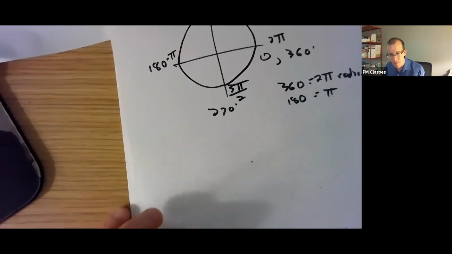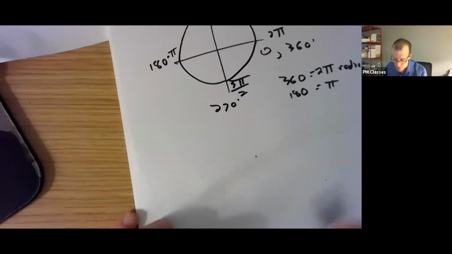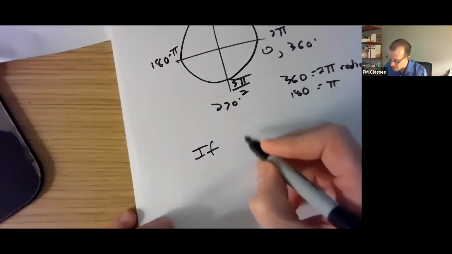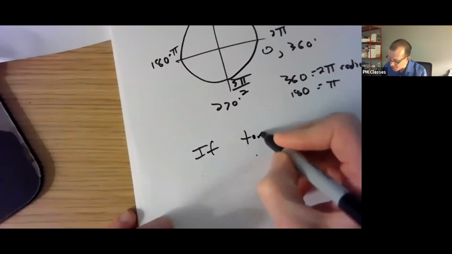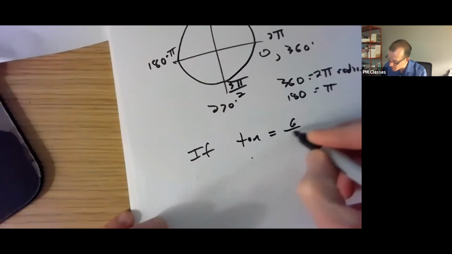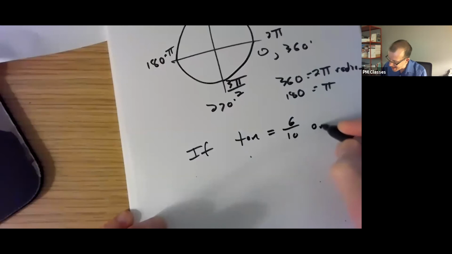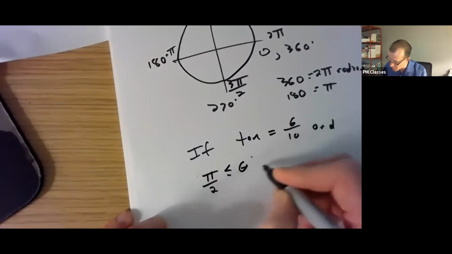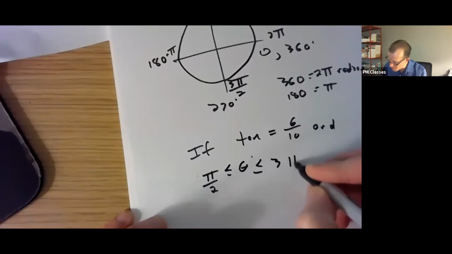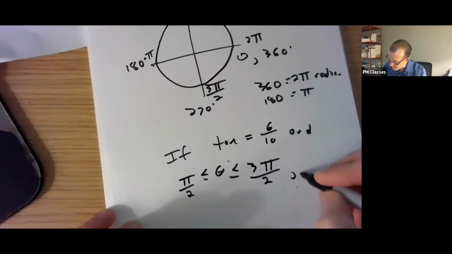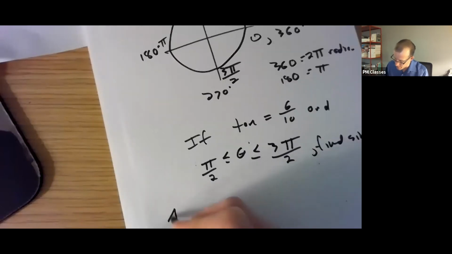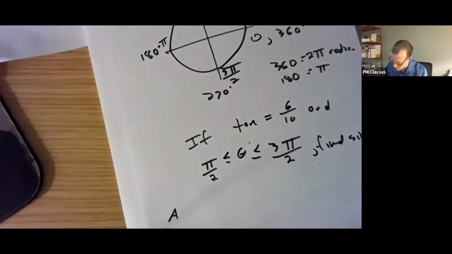Here's a funky problem. I'm going to try to trick you guys a little bit. I'll let you actually play with this for a minute. But here's the deal. If tan of theta equals 6 over 10, and theta is greater than or equal to pi over 2 and less than or equal to 3 pi over 2, find sine of theta. So I can give you your answer choices. Let you guys work on that for a moment, and then I'll walk us through that.